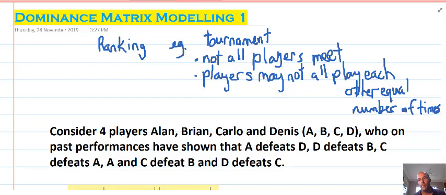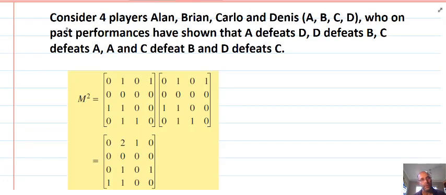Okay. So here's a very simple example. We've got 4 players: Alan, Brian, Carlo, Dennis, represented by the letters A through to D. They've had these performances before. A defeats D, D defeats B, C defeats A, and C defeats B, and D defeats C at the end. So we absorb that first.